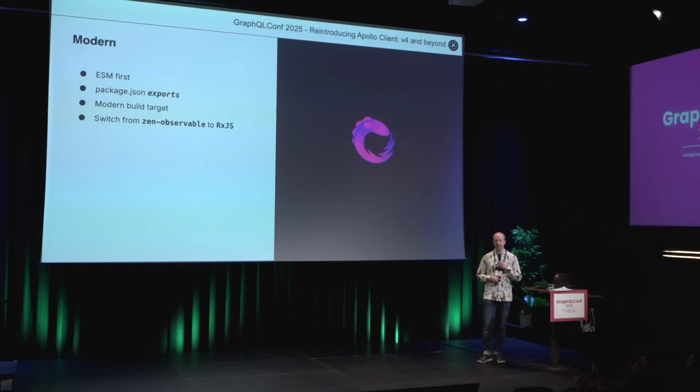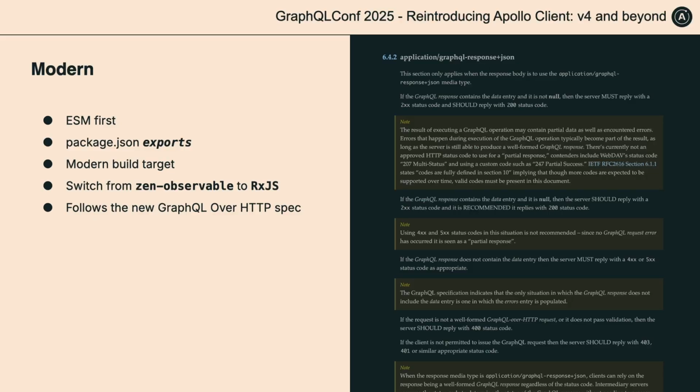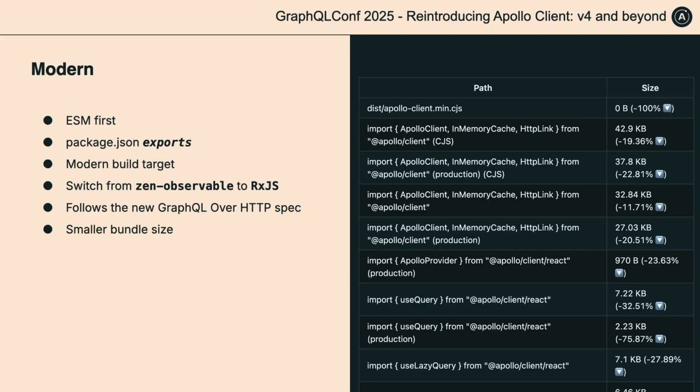We switched from Zen-Observable, which was the observable solution we initially added, to RxJS, because that has obviously won between those libraries. We follow the new GraphQL over HTTP spec, which means there's more status codes than 200. And we have a significantly smaller bundle size now. On top of that, we are also more modular, so you don't even need to pull everything into the bundle if you don't use it.